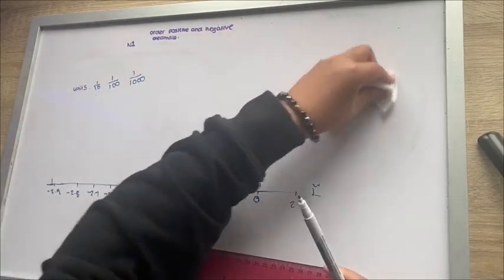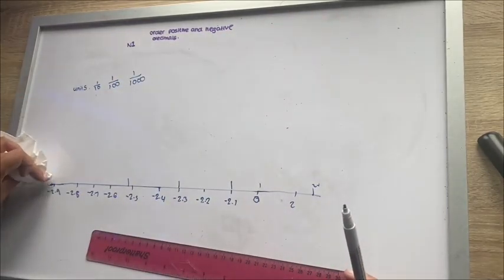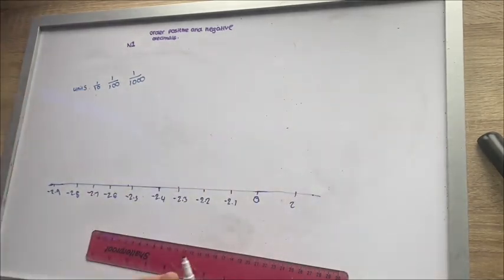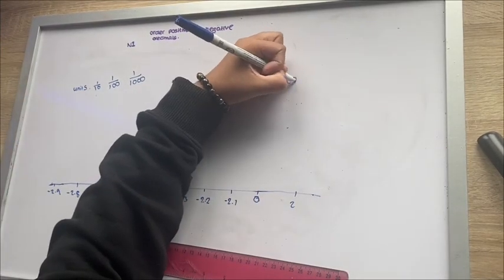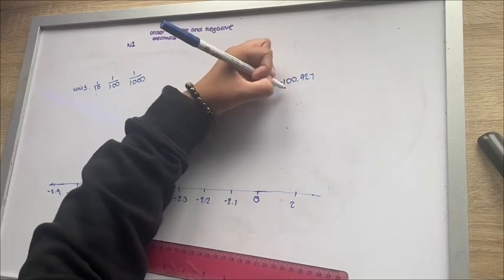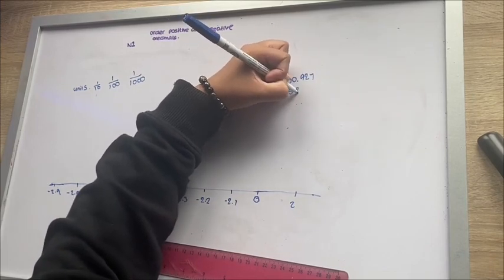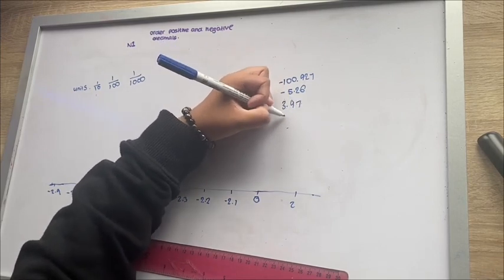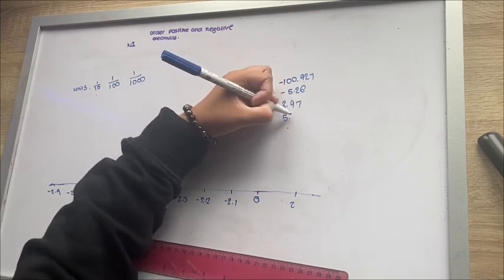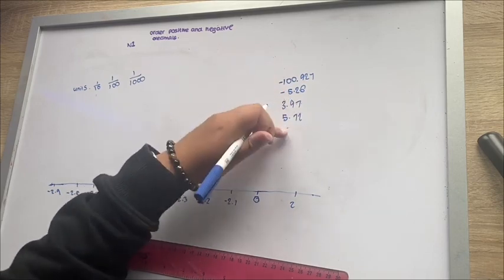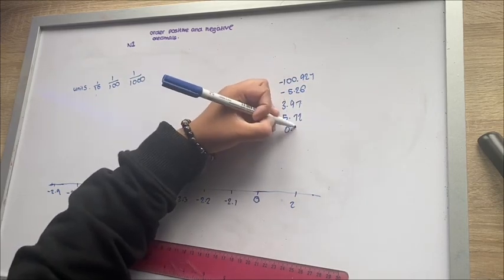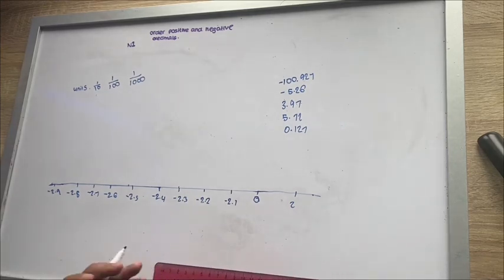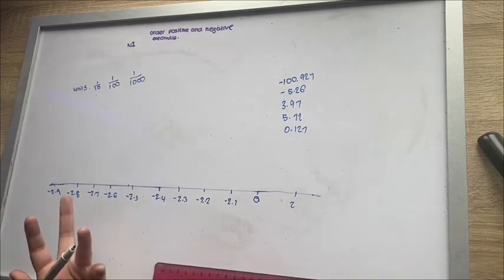Okay. I'm going to use a bunch of different numbers. So, you got minus 100.927, minus 5.26, 3.97, 5.72, 0.127. Right, so it's pretty much quite straightforward.